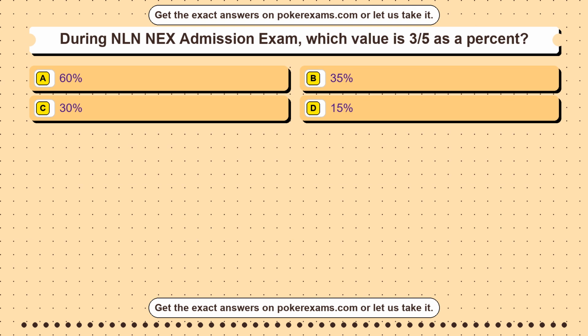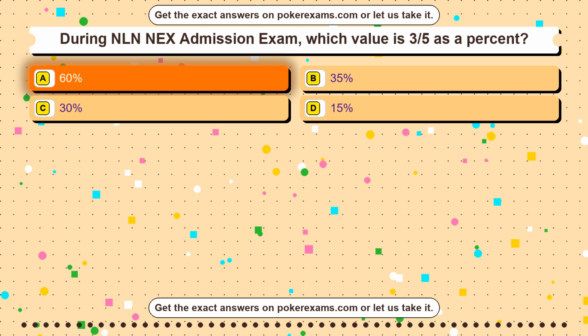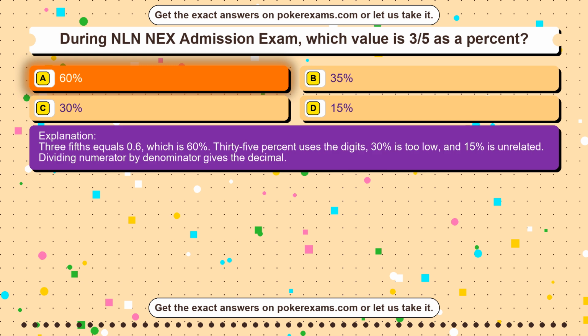Question 41. On the NLN NEX Admission Exam, which value is 3/5 as a percent? Option A, 60%. Option B, 35%. Option C, 30%. Option D, 15%. The correct answer is option A, 60%. 3/5 equals 0.6, which is 60%.